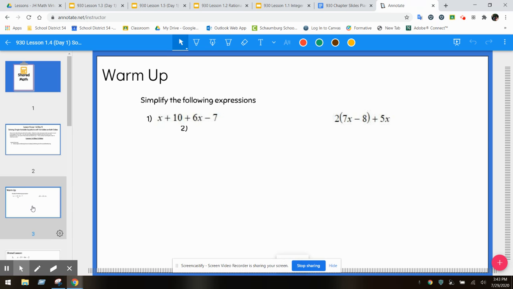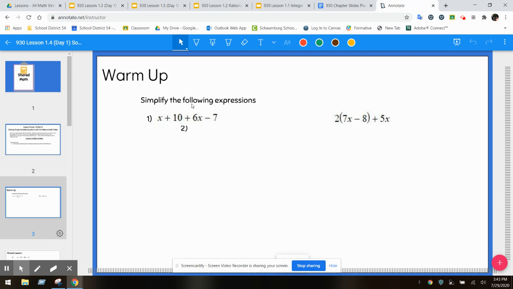Again, this should be a review of a skill that you saw last year, a review of a skill that you've seen in previous lessons, but we want to go over it and make sure that we can do this before we jump into multiple step equations today. So the first equation, ignore that little 2 under there, it's just a copy mistake, but it says x plus 10 plus 6x minus 7, and we want to be able to simplify these.